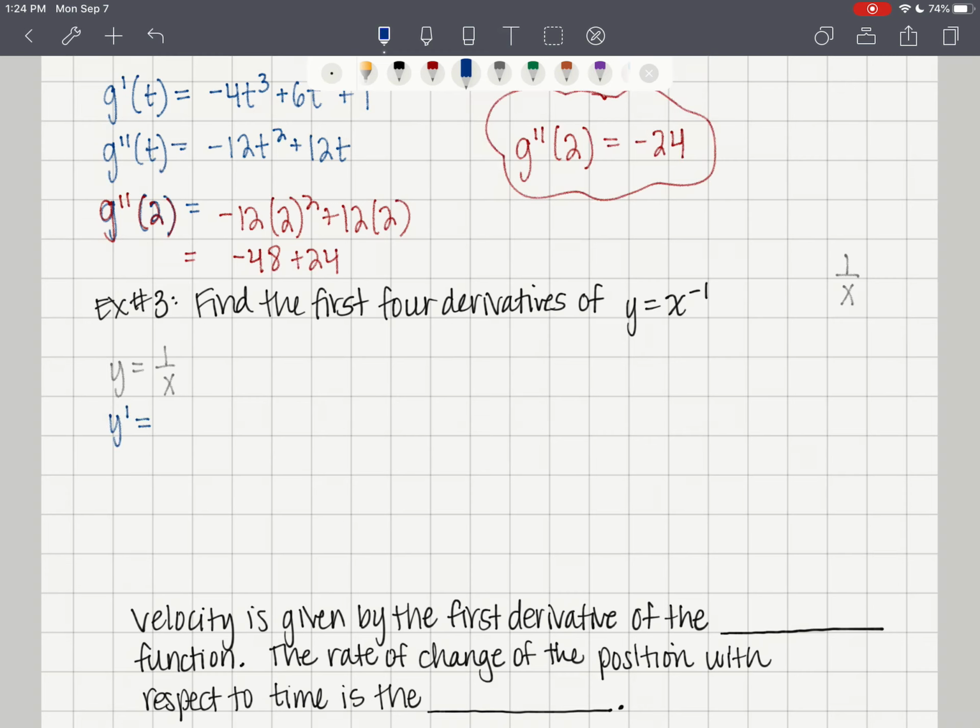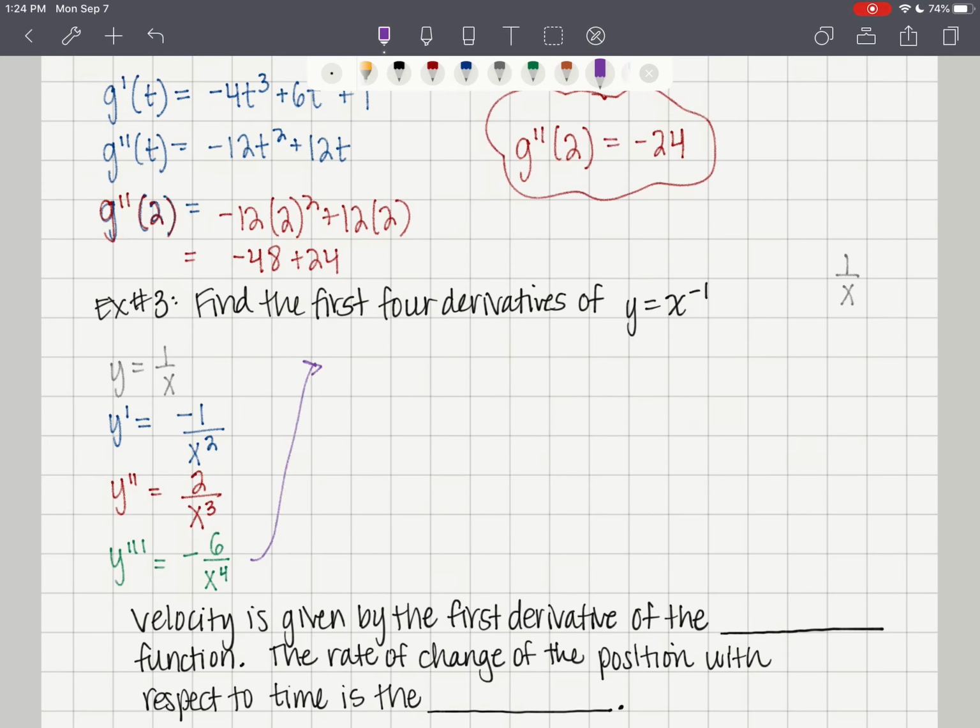Okay, y prime is equal to the opposite sign, 1 over x squared. And then y double prime is equal to the opposite sign, so it's going to be a positive. We're going to take that exponent of 2. 2 times 1 is 2 over x cubed. Yay! And if you didn't realize this, you're realizing it now. The third derivative is going to be the opposite sign, so now we're at a negative. 3 times 2 is 6 over x to the 4th. It's true. It really works this way.